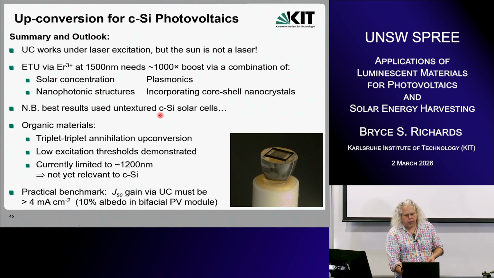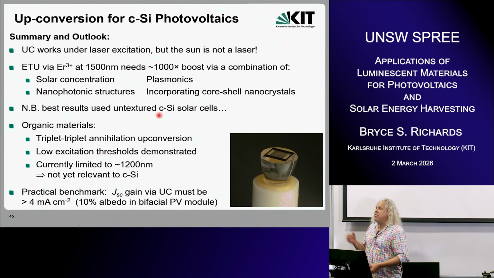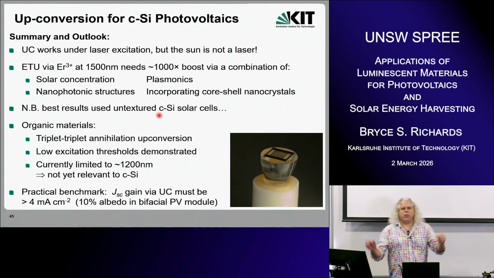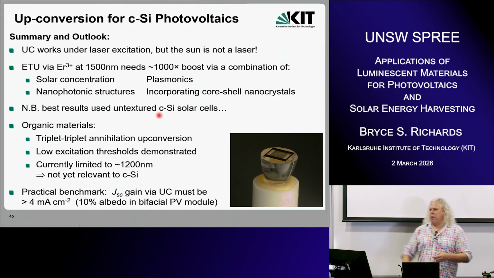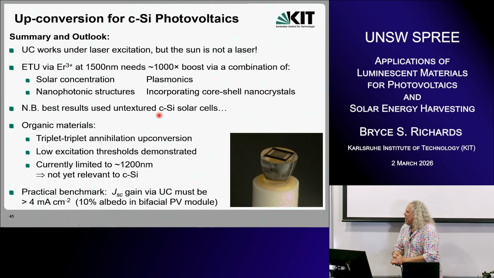And what I didn't tell you is that the results we have so far were all on untextured silicon solar cells. And you think that's strange. Why? Well, because you don't want the scattering, right? We wanted the light to pass straight through. But you can't buy untextured silicon solar cells. Fraunhofer can make them for you. You can probably make them here, but they're not very common, right? So this is not great either.